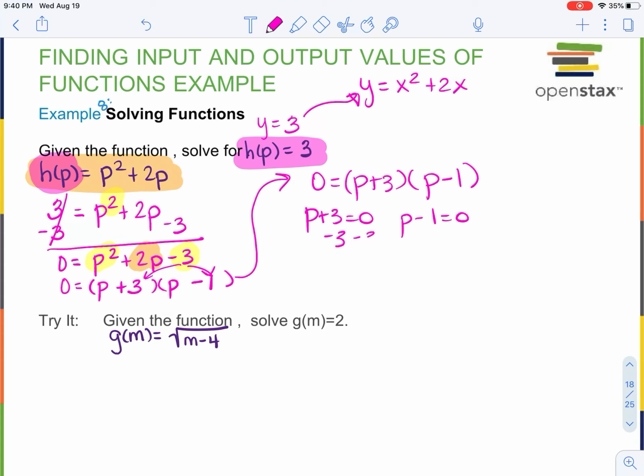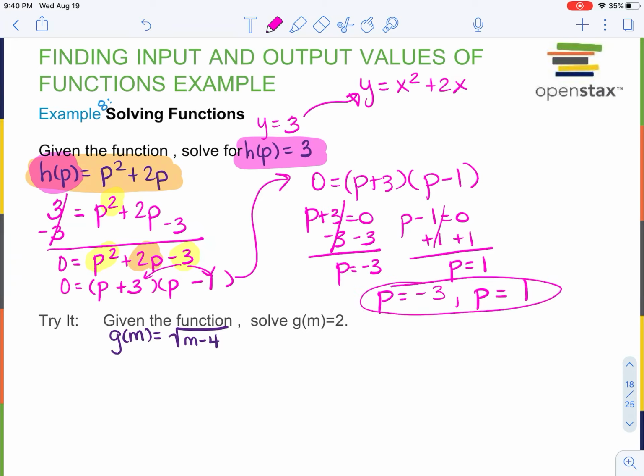So in this case, if p plus 3 equals 0 and we solve for p, subtract 3 from both sides and you get negative 3. If p minus 1 is what is actually equal to 0, then to solve that, you add 1 to both sides and you get p equals 1. So p equals negative 3 and p equals 1. So in this case, we have two solutions. There are two different p's that will give us 3.